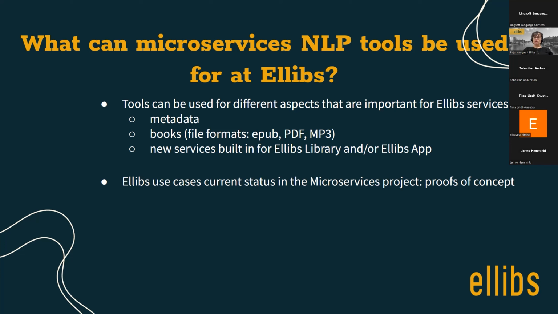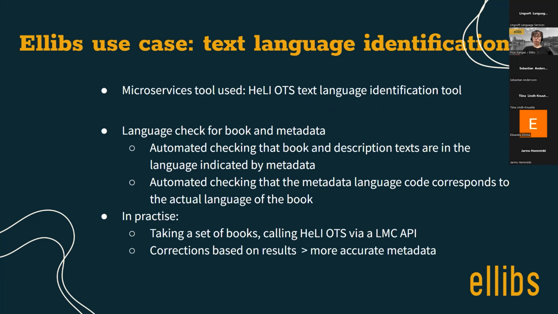So we have experimented with a few things during this project. Currently, all these use cases are basically at the proof of concept stage, and we haven't actually implemented all of them yet, but we have already learned that these tools could be useful for us. So the first use case is text language identification, and this is actually linked with the same tool and the same kind of thing that Sebastian was just talking to us about.